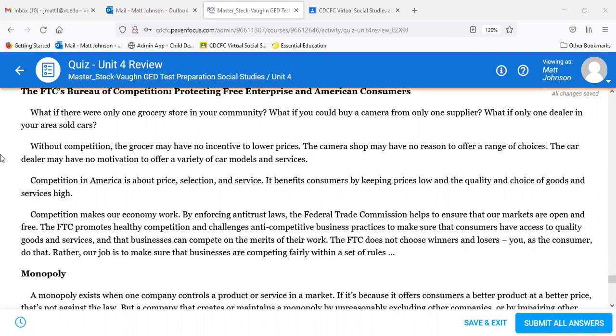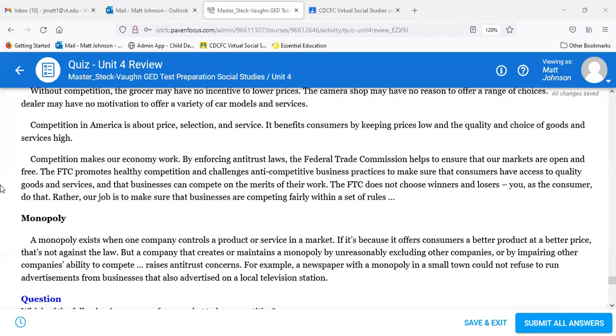Competition in America is about price, selection, and service. It benefits consumers by keeping prices low and the quality and choice of goods and services high. Competition makes our economy work. By enforcing antitrust laws, the Federal Trade Commission helps to ensure that our markets are open and free. The FTC promotes healthy competition and challenges anti-competitive business practices to make sure that consumers have access to quality goods and services, and that businesses can compete on the merits of their work. The FTC does not choose winners and losers. You, as the consumer, do that. Rather, our job is to make sure that businesses are competing fairly within a set of rules.